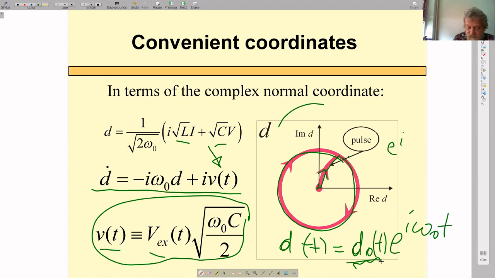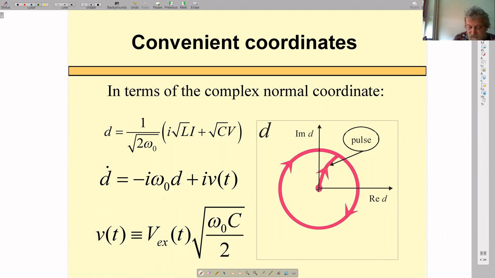Well, it's clear that anyway it will start at zero, and it will evolve somehow during the pulse, right? But what happens after the pulse? So D naught instead of D.